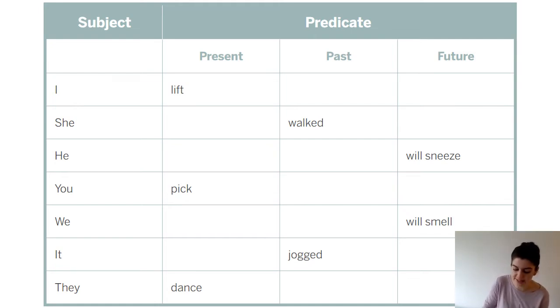Our next subject is he. This one is going to work just the same as she. We have he, and they give us the verb will sneeze. Let's turn will sneeze into a present tense verb. All we need to do is get rid of our future tense marker.